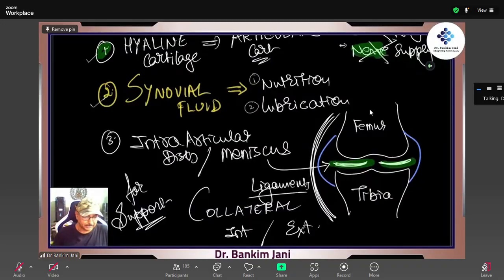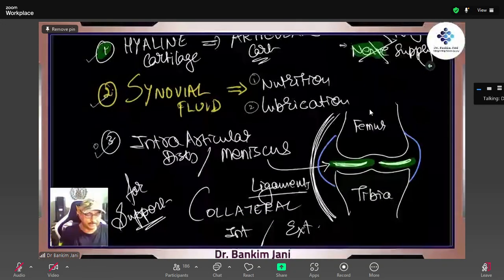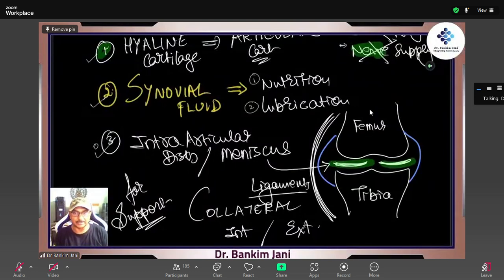Now here is the third and important point, which is present in classical joints: the intra-articular disc. There is a disc between the joint. Here, this is the femur, this is the tibia. There is already articular cartilage, but on top of it there is an intra-articular disc. This is extra protection, giving the cushion effect.